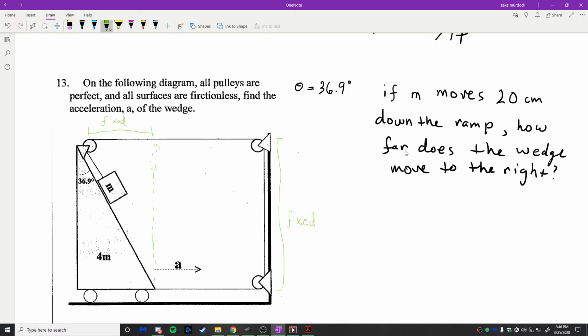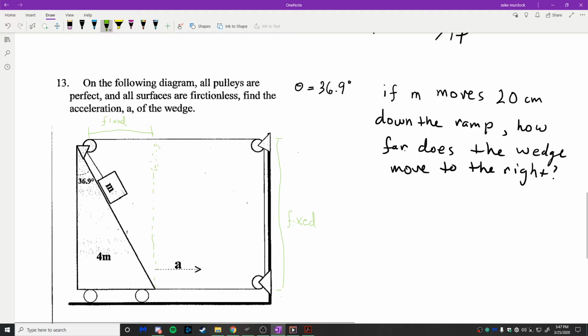We're trying to figure out, first of all, if this mass little m moves down the ramp 20 centimeters, how far does the wedge move to the right? As I said, the length of string between this point and this point is fixed, because once the wedge hits the wall, this distance of string will still be there. It's not going to get shorter because the pulleys are mounted on the wall, right?